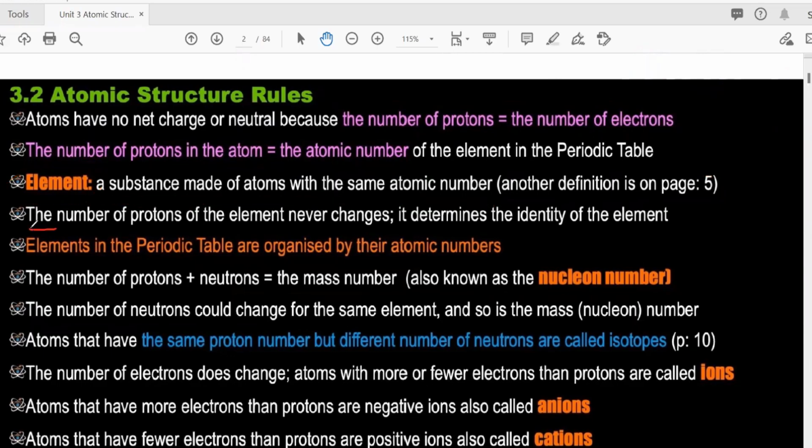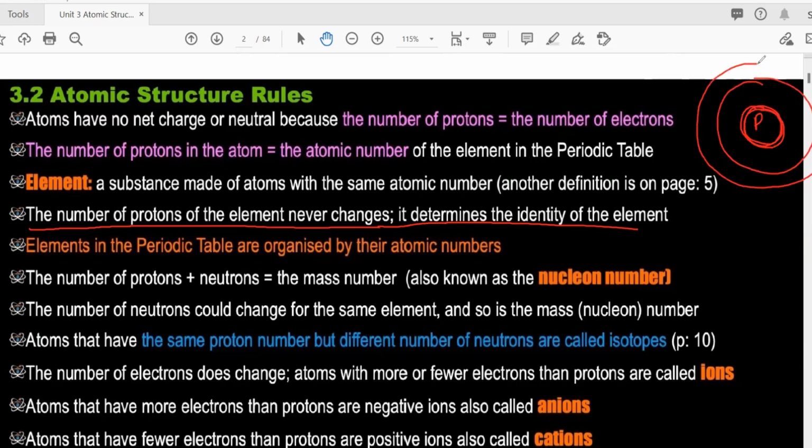Rule number 4: the number of protons of an element never changes. It determines the identity of the element. Now, when you talk about the atom, you know that protons are inside the nucleus and electrons are around the nucleus.